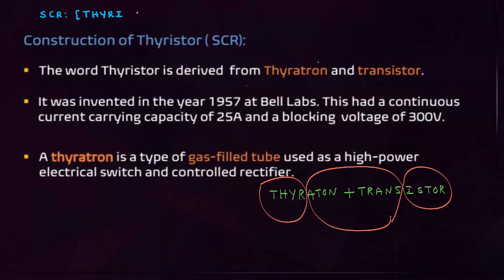For thyristor, so many concepts are there. We are mainly concentrating on the important points only, because this is a quick revision of the power electronics concepts. With respect to construction of the thyristor, it is a combination of thyratron and transistor. The thyratron is a type of gas filled tube, that also you have to concentrate on.